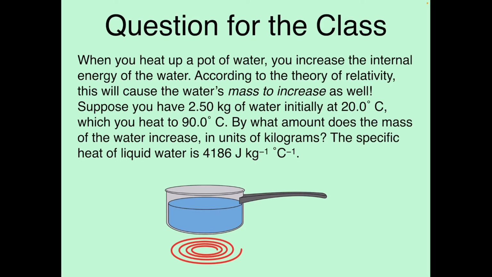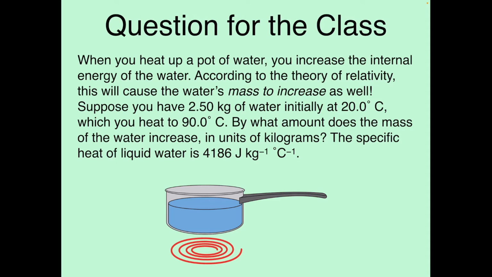Today we're going to finish up our chapter 36 lecture on the theory of relativity, and where we left off last time was a discussion of relativistic dynamics, which includes the famous equation E equals mc squared. So let's continue on with that and do an example problem.